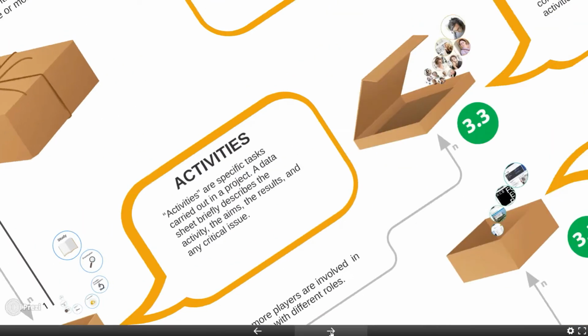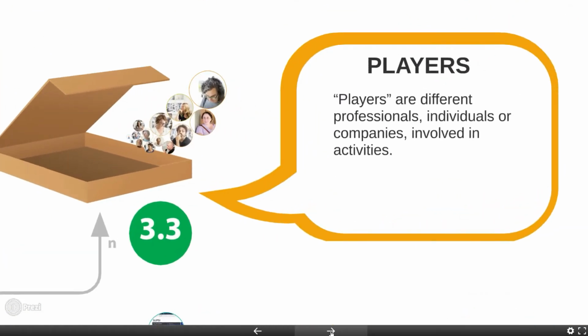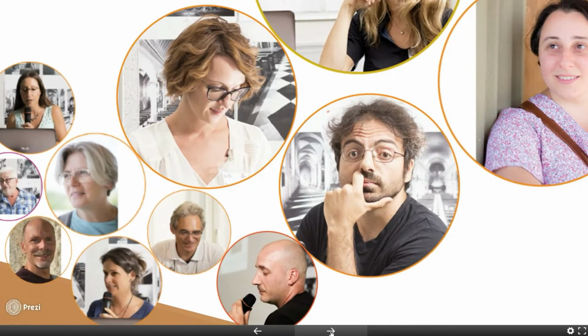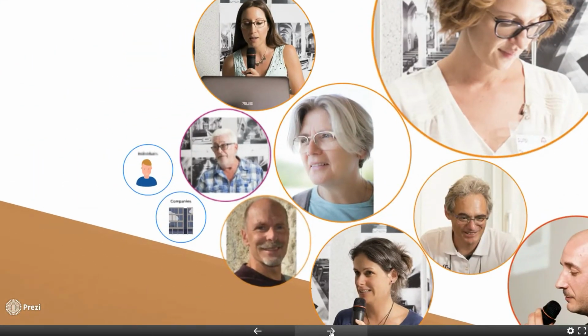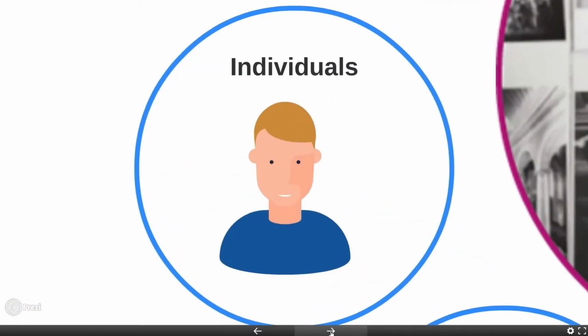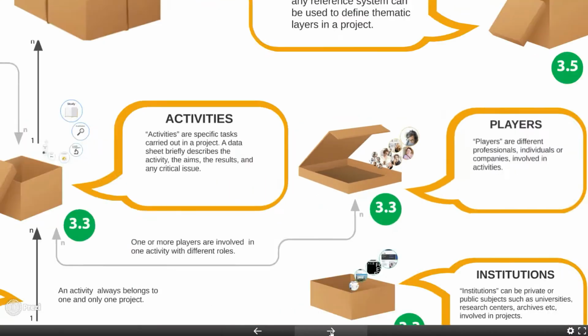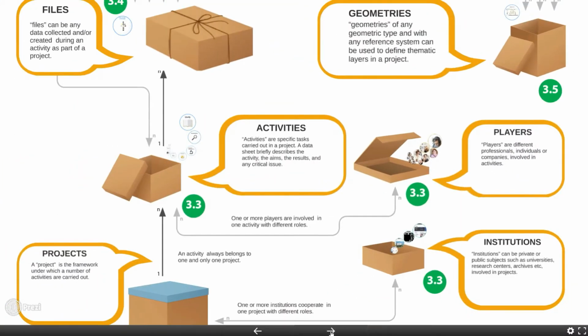Just as for the institutions, there is a table with the profiles of subjects involved in the activities. We have called them players, and they are those subjects who directly carry out activities on cultural heritage. The players can be individuals or companies. One or more players can be linked with one or more activities with different roles.